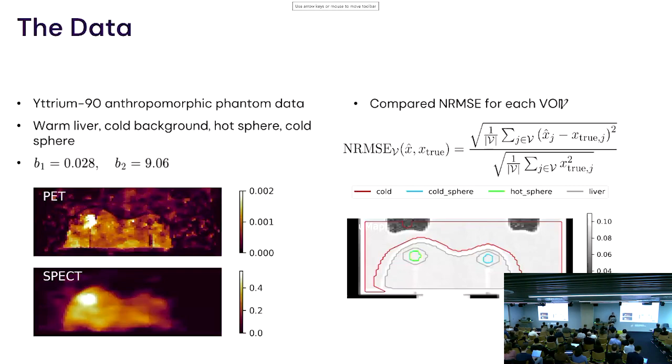So you can see it's a difficult problem. The PET is very noisy. The SPECT is kind of degraded from Bremsstrahlung. And so it's quite a good use case for synergistic reconstruction. And so we compared the normalized root mean square error in each volume of interest at every iteration, and tracked how these converged over 10 epochs.